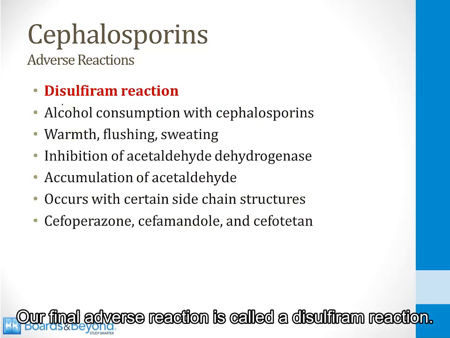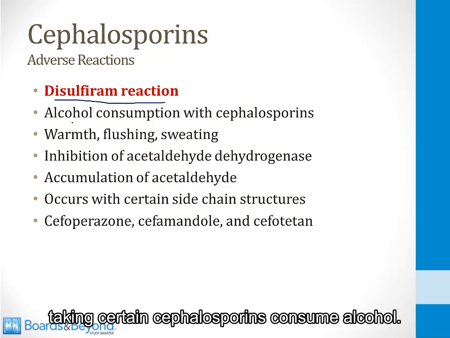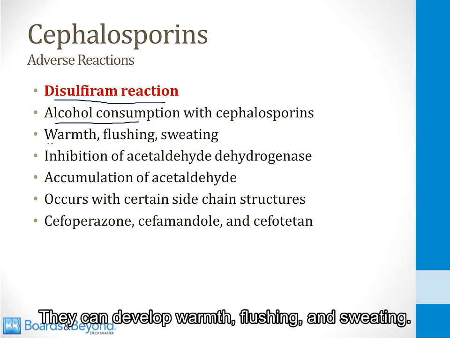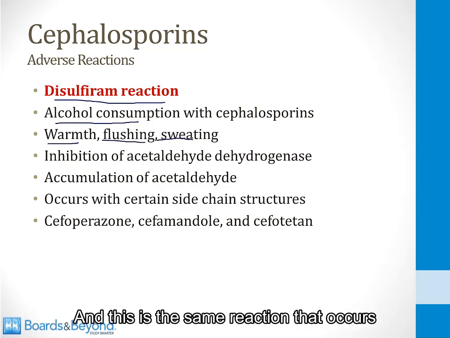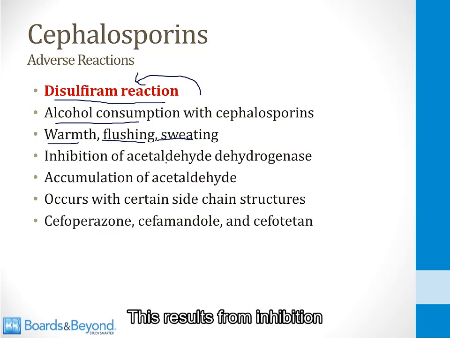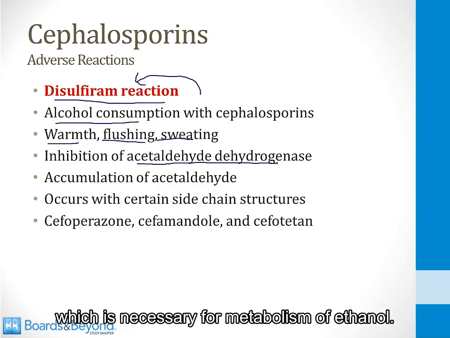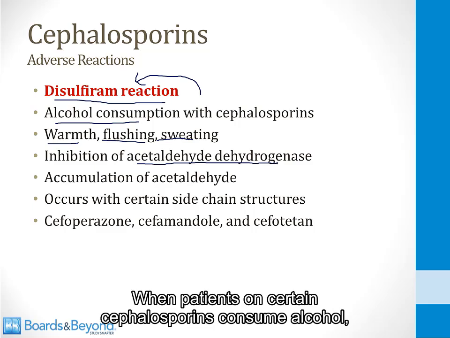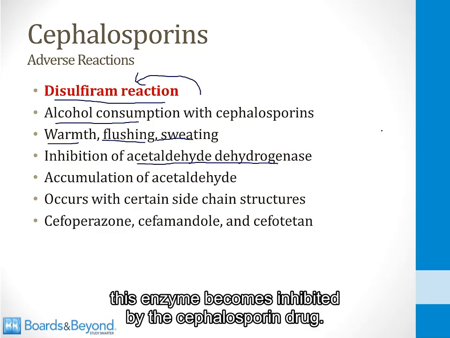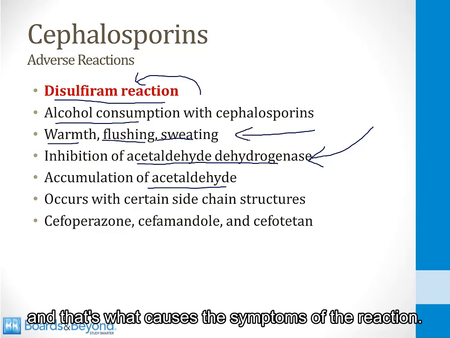Our final adverse reaction is called a disulfiram reaction. This occurs when patients taking certain cephalosporins consume alcohol. They can develop warmth, flushing, and sweating, and this is the same reaction that occurs when patients drink when they're taking the drug disulfiram, hence the name. This results from inhibition of the enzyme acetaldehyde dehydrogenase, which is necessary for metabolism of ethanol. When patients on certain cephalosporins consume alcohol, this enzyme becomes inhibited by the cephalosporin drug. That leads to the accumulation of acetaldehyde, and that's what causes the symptoms of the reaction.